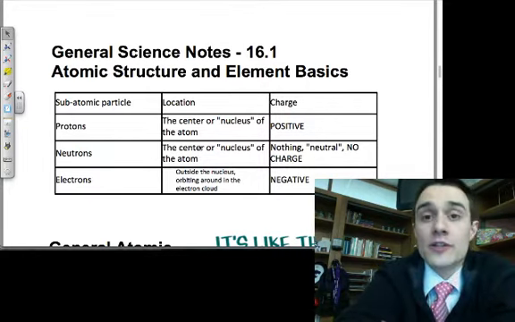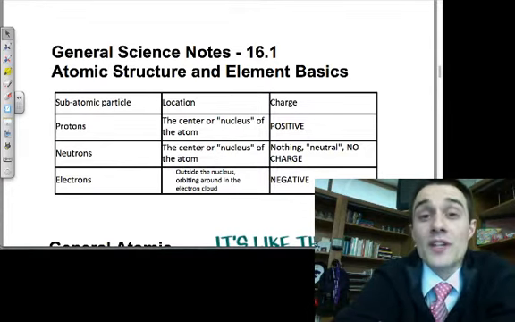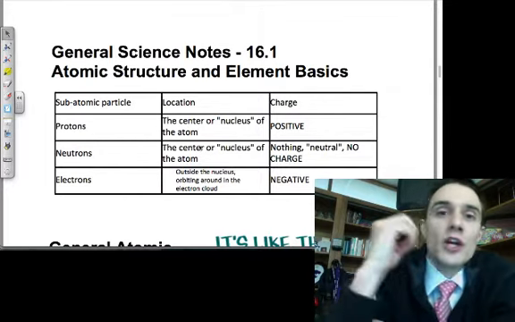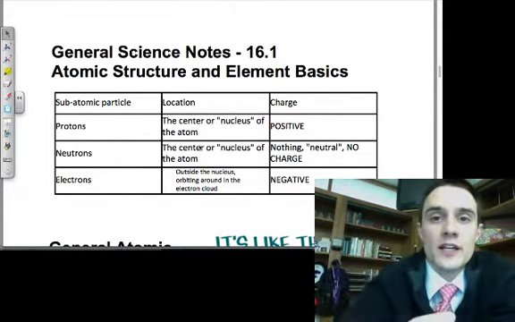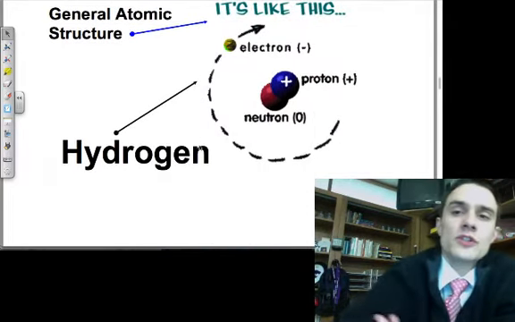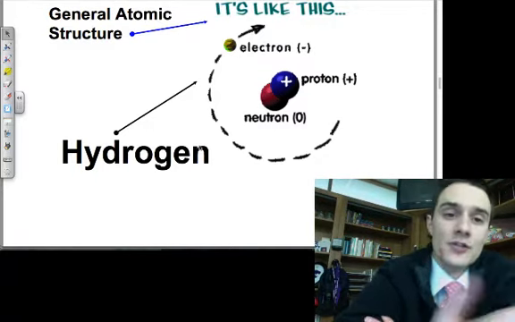We often refer to electrons being housed in electron energy levels, or electron energy shells, or the electron cloud. Regardless, electrons orbit, or move around, the center of the nucleus in a generalized area. General atomic structure looks a little something like this, and this would be the element, or the atom, hydrogen.